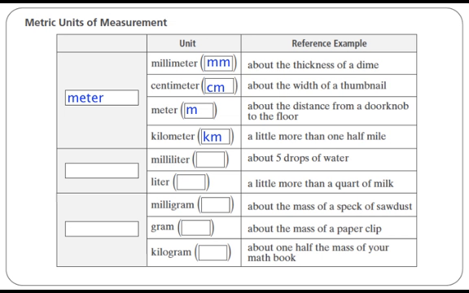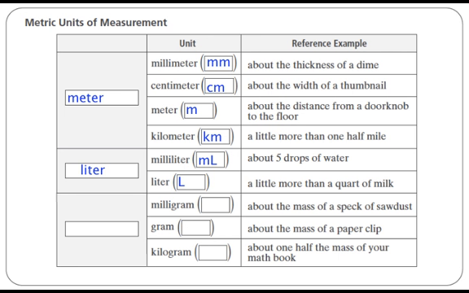The basic unit for capacity, or to figure out how much something can hold, is liter. Now we're going to also talk about milliliters, which are ml. That's about 5 drops of water. And we're going to talk about liters, which the abbreviation is just L. And that's a little more than a quart of milk. Most people are very familiar with liters because of a 2-liter bottle of pop.